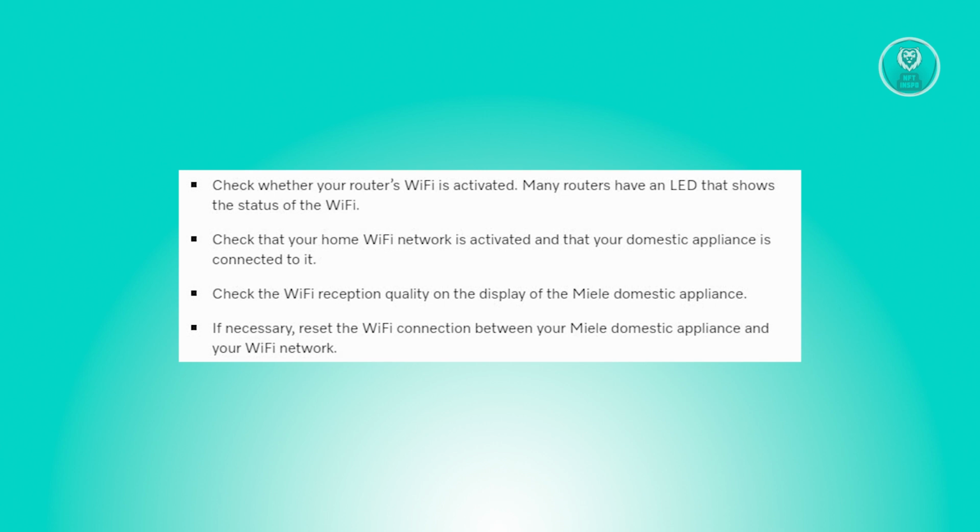Now, if all fails, you might need to reset the Wi-Fi connection between your Miele appliance and your home network. This step can often resolve connectivity problems and get your appliance back online. But in this case, those are the steps that you could try and probably solve this issue.